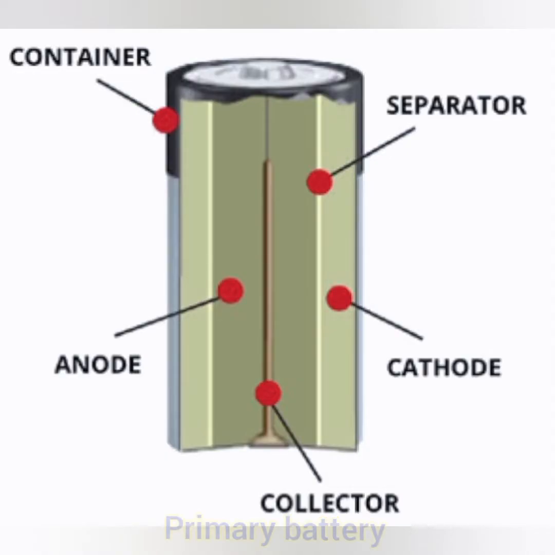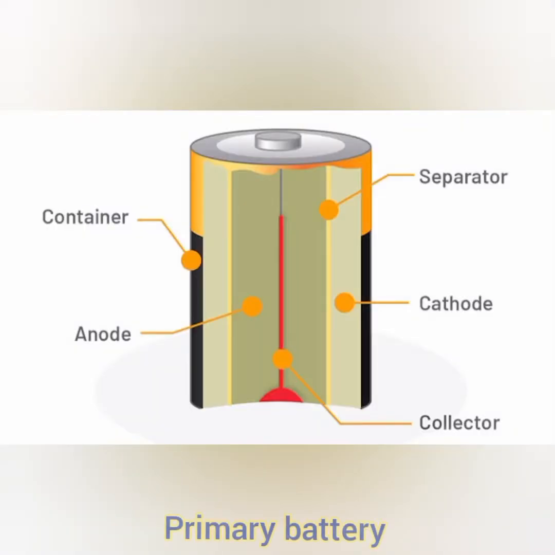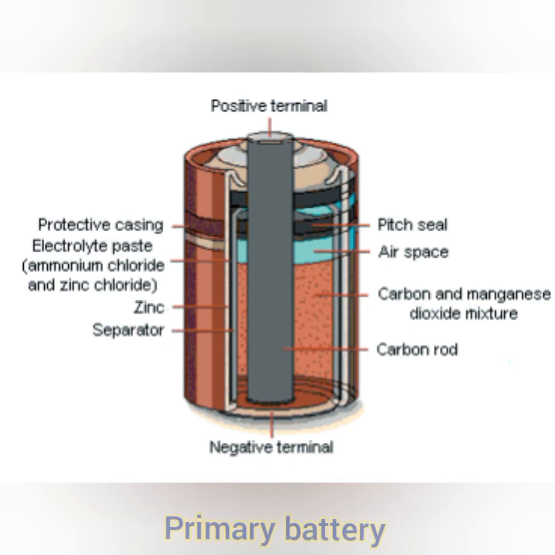This is how the primary batteries are constructed. It carries a total container inside, with the electrodes, cathode and anode, and the separator which lies between the anode and cathode. Here the separator acts as the electrolytic solution for the chemical reaction in the battery. It is an already charged battery, so we are going to use it directly without charging. We are going to discharge these batteries.